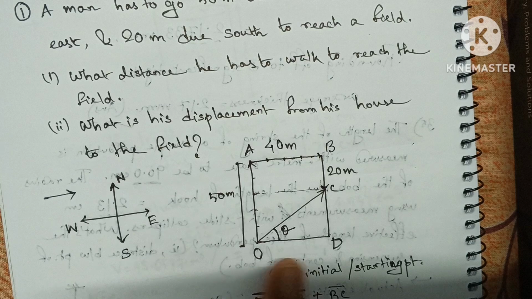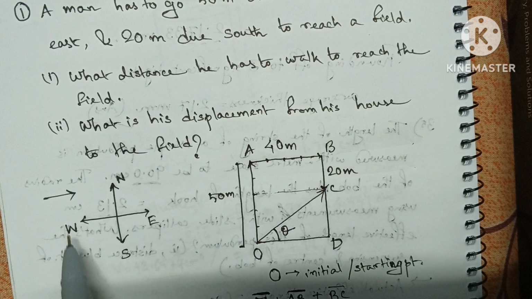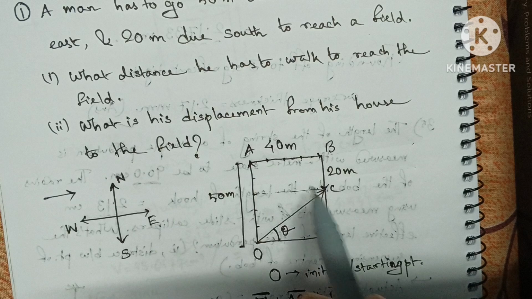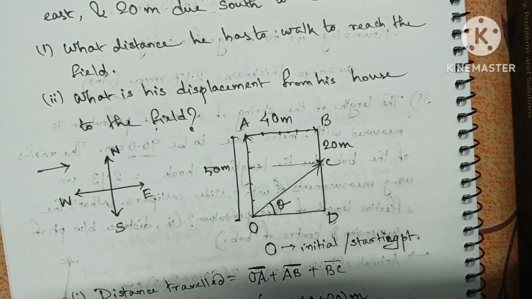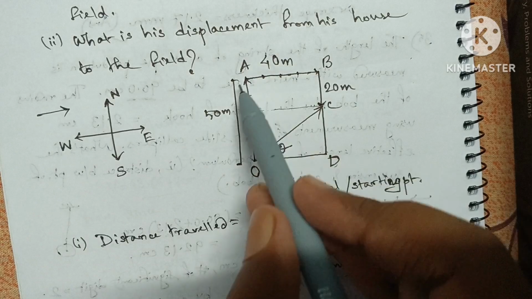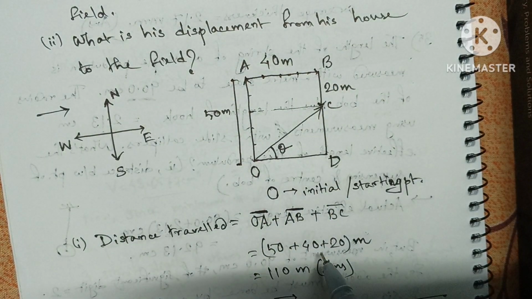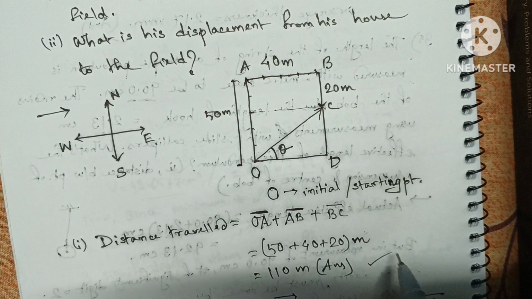So here is the corresponding figure. Taking this as north and this as east, this as south and this as west, this figure has been drawn according to the question, and here O is the initial point or starting point. Therefore, distance traveled is equal to OA plus AB plus BC, that is equal to 50 plus 40 plus 20 meter, which is equal to 110 meter. This is the distance traveled.